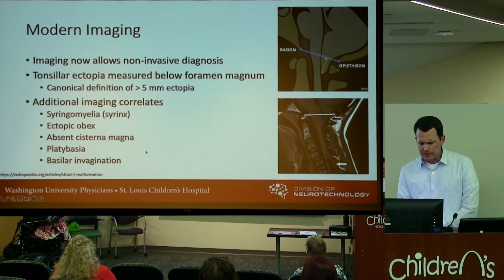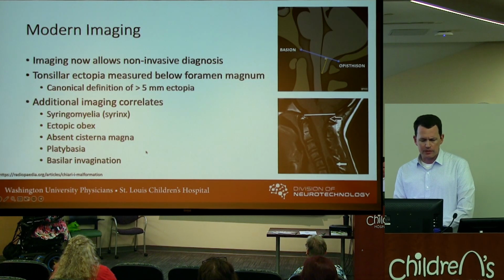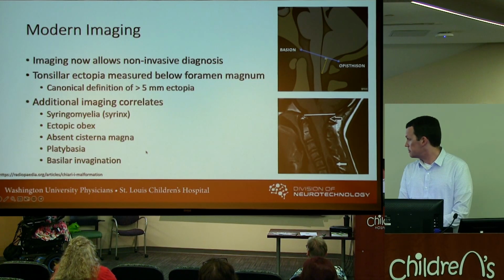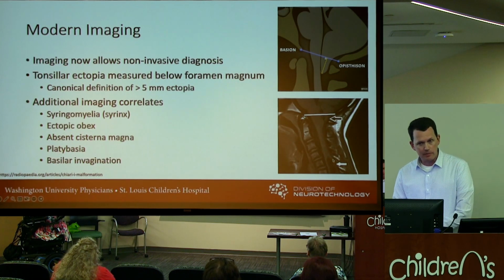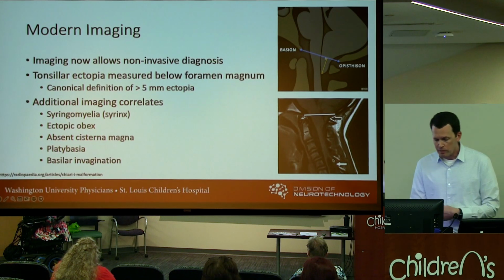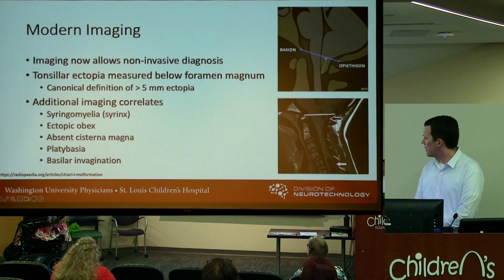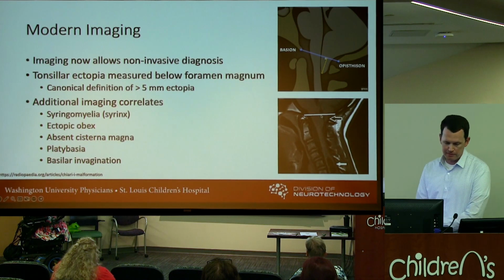A few other things that go along with it really frequently, things like syringomyelia or syrinx. That's in this bottom right figure. There's just a hint of this fluid collection in the cervical spinal cord, a very common pathology related to Chiari malformations. The ectopic position of the obex, that's a part of the brainstem that becomes pushed down sometimes. Again, it's hard to make out here, but that's this feature of the MRI right here.